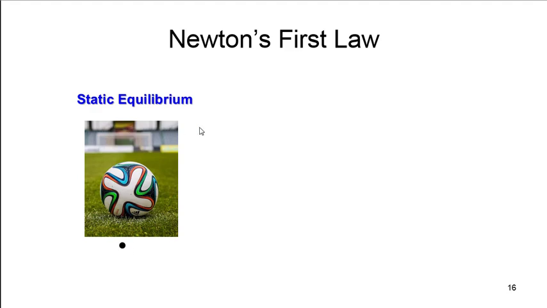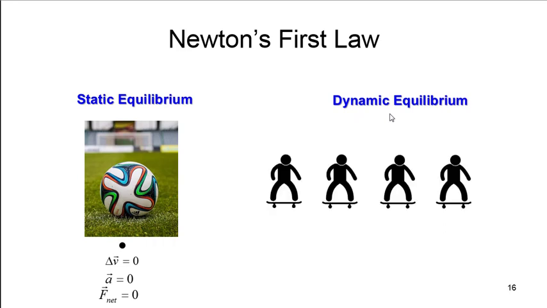What does static equilibrium mean? It means that the velocity is constant, it means the acceleration is 0, and it means the net force on that object is 0. But we can also have something called dynamic equilibrium. So equilibrium again means all of these things are true, but dynamic means the object is also moving. So it is possible for an object to be moving and still have the net force on it be 0.